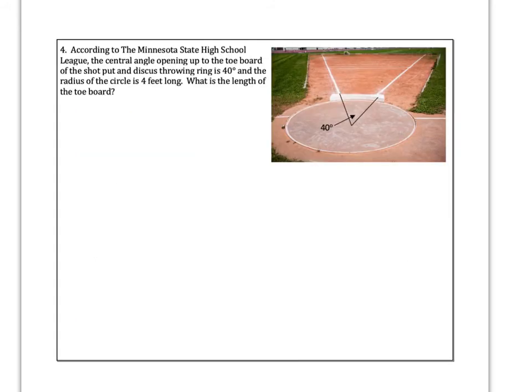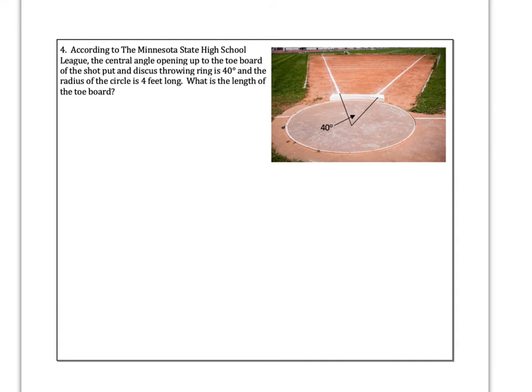So I really like this last problem. It's a word problem, and it's about a throwing ring. Have you ever seen the shot put or the discus or the javelin thrown in a track meet, maybe in the Olympics? Well, according to the Minnesota State High School League, the central angle opening up to the toe board of the shot put and discus throwing ring is 40 degrees. And the radius of the circle is 4 feet long. What is the length of the toe board?